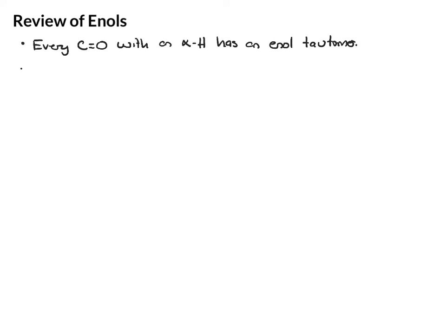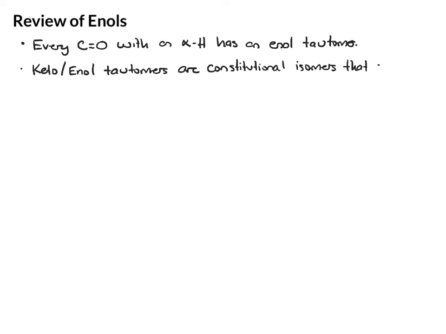So what are tautomers? Keto-enol tautomers are constitutional isomers that exist in equilibrium. And you may remember when talking about this in Organic 1, you learned that in general, the keto form predominates.